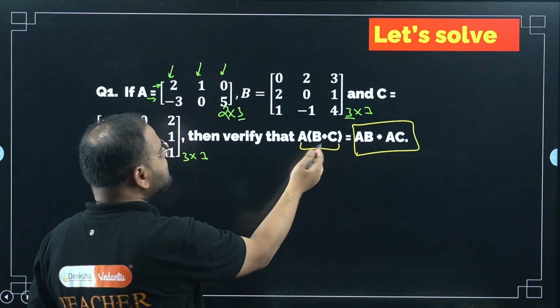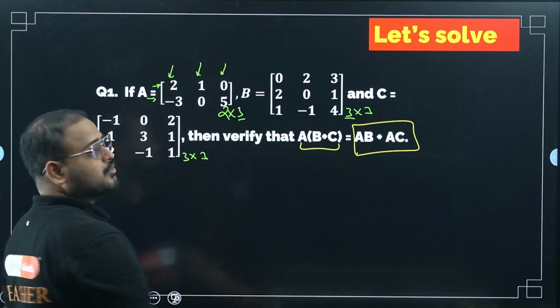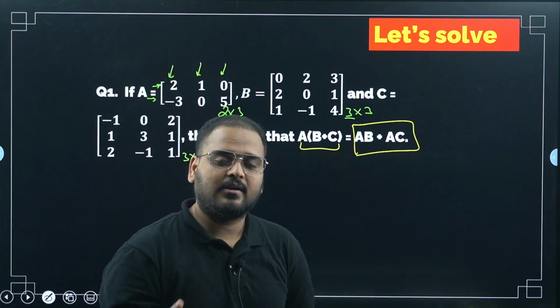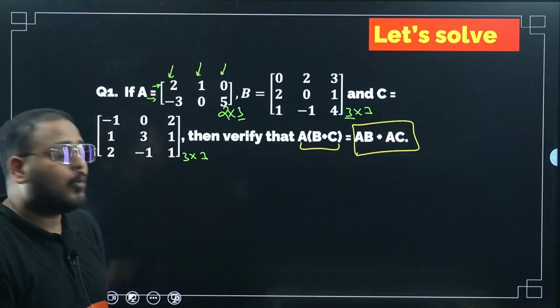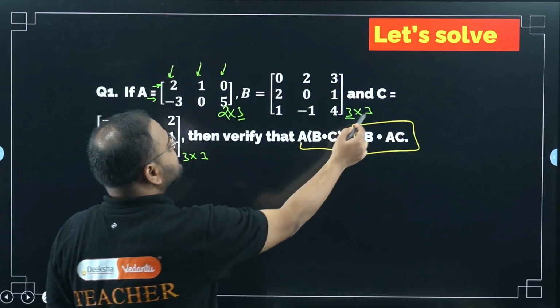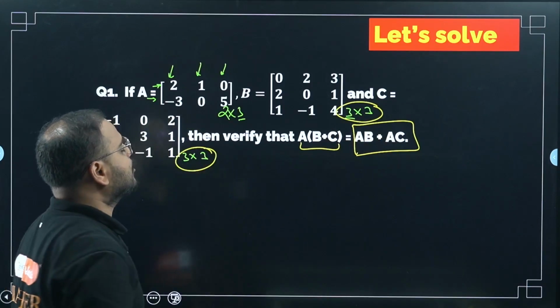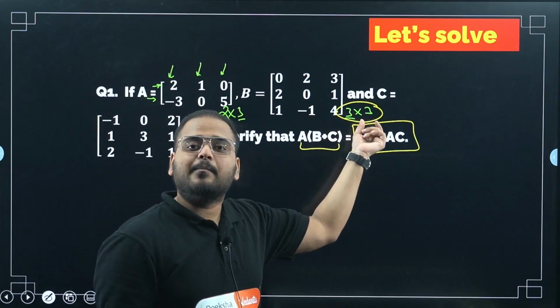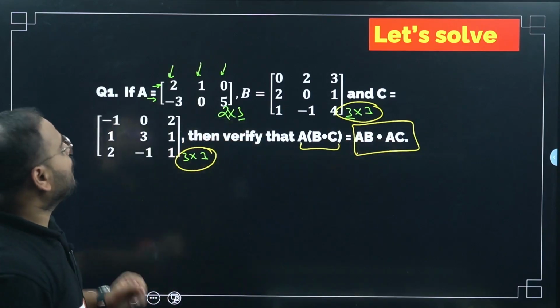Okay, what about B and C? Can we add B and C? Yes, sir. B and C both are 3 cross 3. So we can say that matrices are conformable for addition only when the order of the matrices is equal. Remember this. When can we say two matrices are conformable for addition? Whenever they have the same order. So we can add B and C because the order is 3 cross 3 for both of these.